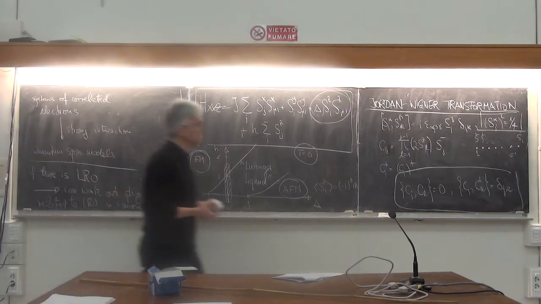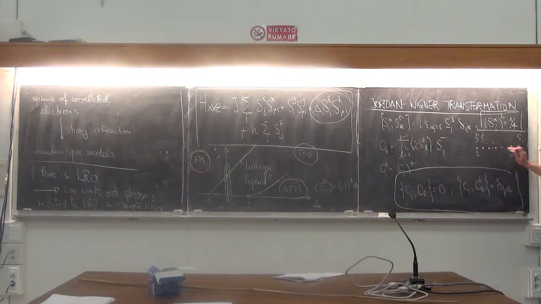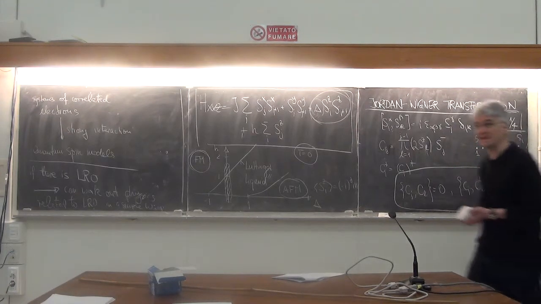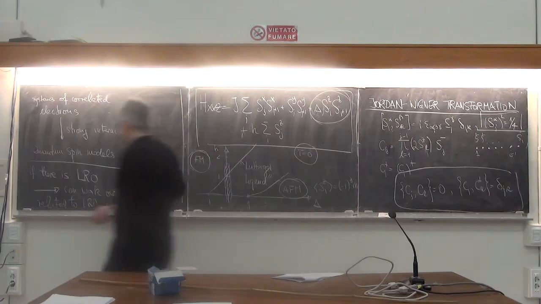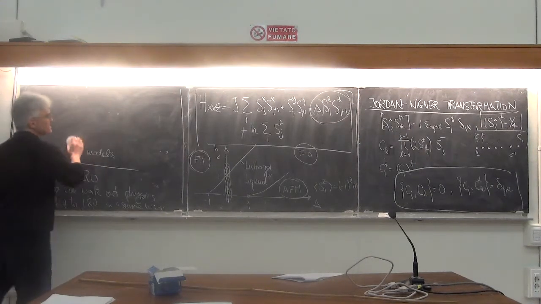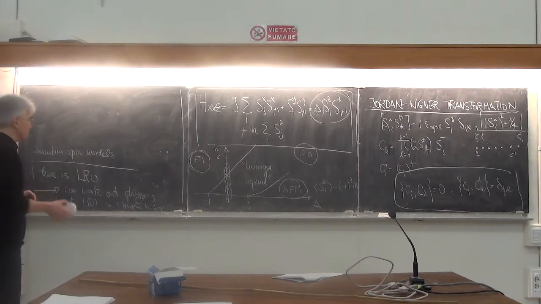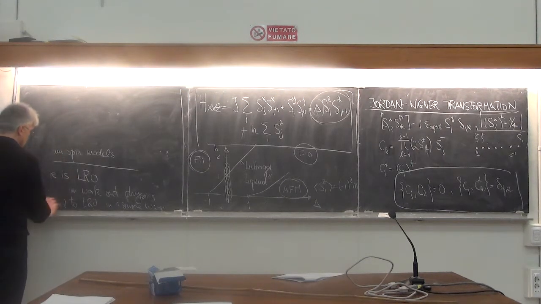Note, when I define this transformation, I actually make use of the one-dimensional structure of my lattice. So this trick does not work in 2D and 3D. You can try to generalize this Jordan-Wigner transformation to higher dimensions, but it becomes much more complicated. You don't get a simple mapping between fermions and spins.